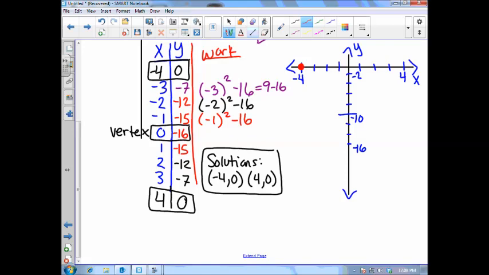Okay, then the next one. We go left 3, and then where do I go? Maya? Down to -7. Now -7 is between -6 and -8. Make sure your points are large enough that when you draw a curve through them, you can still see the points. -2, -12, -1, -15, which is between -14 and -16. 0, -16 is the vertex. And then we can use symmetry for the rest.